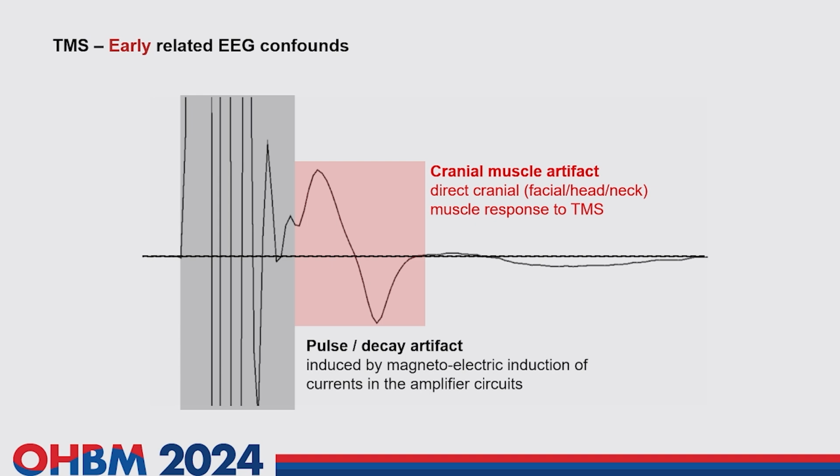In our case, we were interested to see what happens in this first part, in this red part from the previous one that I decomposed further here in a cranial muscle artifact and in the pulse decay artifact. The decay artifact can be somehow controlled, but it's still a problem because it's a charge of the electrodes after the magnetic pulse. The cranial muscular artifact and the pulse artifact are the main topic here until we get to the novelty.